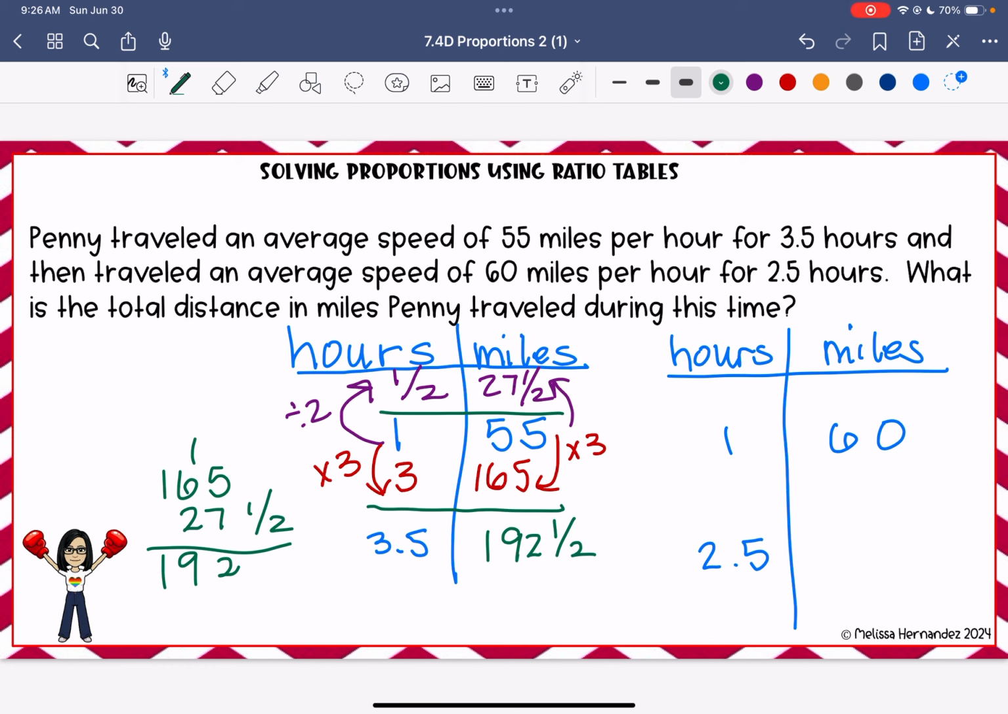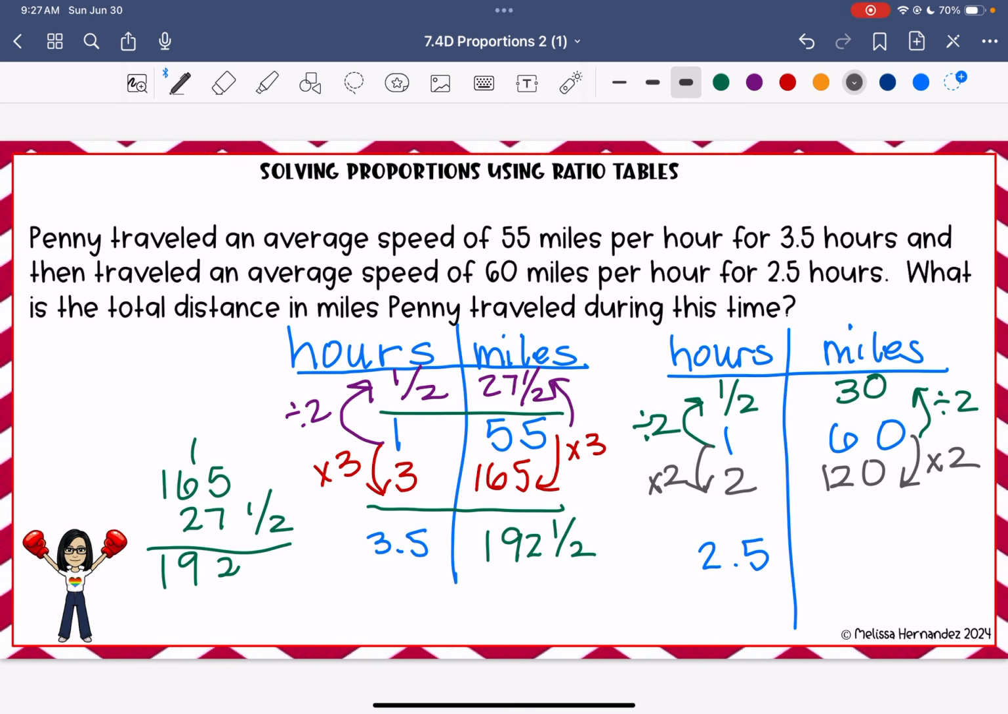Okay. Now we're going to go to the next one, and like I said, I left a little space on purpose. I'm going to figure out what would be half of 1, which is half, so I divided it by 2. And then I need to figure out on the other side. So half of 60, because whatever you do to one side, you got to do to the other side to keep it equivalent. Now I need to figure out 2 hours, so that means I'm just going to double it. I'm going to double my hours, and I'm going to double my miles. So it'd be 2 hours to 120.